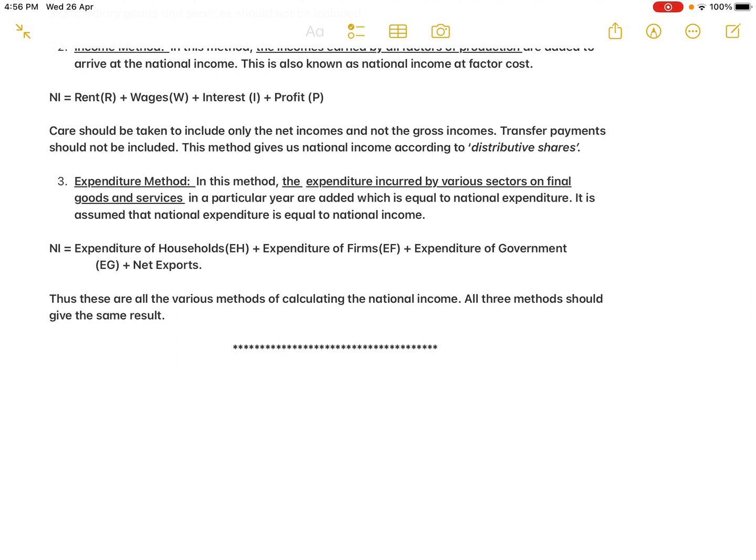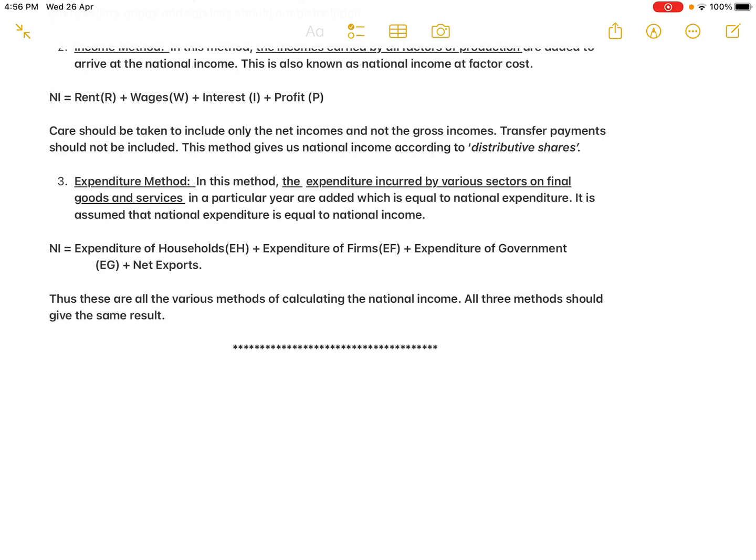It is assumed that national expenditure is equal to national income. So the formula is: national income is equal to expenditure of households, EH, plus expenditure of firms, EF, plus expenditure of government, EG, plus net exports, that is exports minus imports, the foreign exchange surplus which we are getting after deducting the payments for imports.